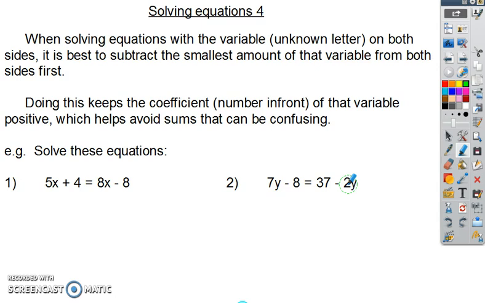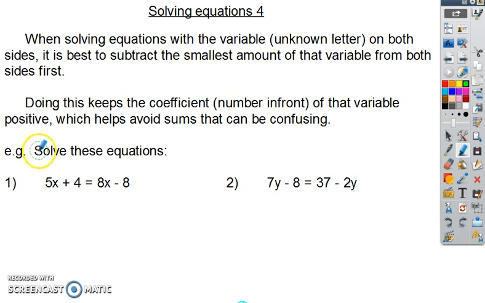It is best to subtract the smallest amount of that variable from both sides first. Doing this keeps the coefficient, that's the number in front of the variable, positive, which helps us avoid sums that can be confusing. Basically, it helps us avoid negative numbers. If we can avoid negative numbers, we'll get more answers right. We avoid more confusion, people.